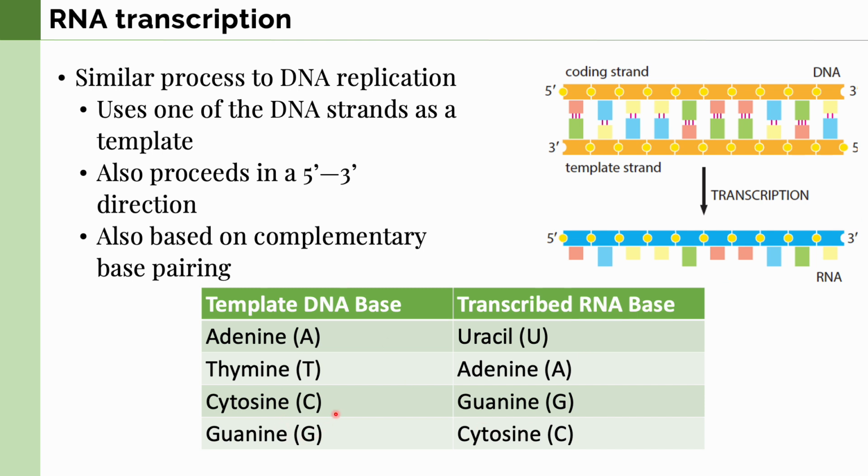In this table at the bottom, we can see the different bases on the template DNA strand and the transcribed complementary RNA base. For adenine, the complementary base in RNA is uracil. Then for thymine, we have adenine. For cytosine, we have guanine. And for guanine, we have cytosine. The only difference in this case is that thymine is not existent in RNA.